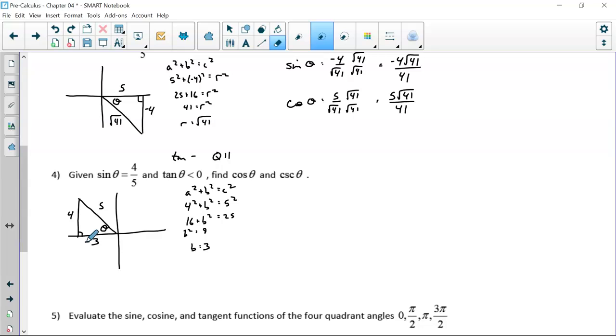So now we can find the cosine. And the cosine of theta, adjacent over hypotenuse, is negative 3/5. The cosecant of theta, that's the reciprocal of sine. We didn't even need the triangle. The reciprocal of 4/5 is 5/4. That's the hypotenuse over the opposite.